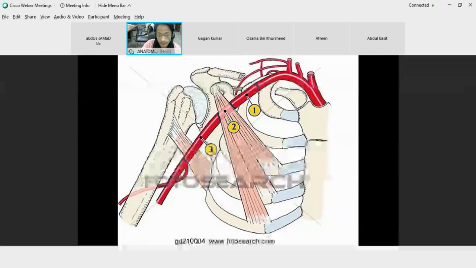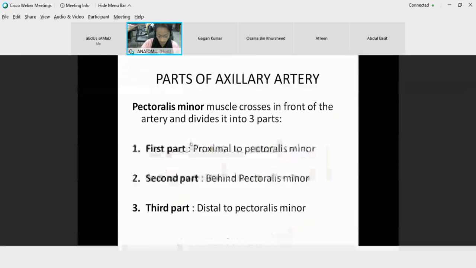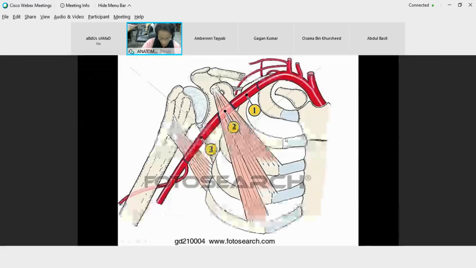Understood? Please reply. Yes, ma'am. Okay. So pectoralis minor is crossing in front of the artery to divide it into three parts. First part proximal to pectoralis minor, second part behind pectoralis minor, and third part distal to pectoralis minor.